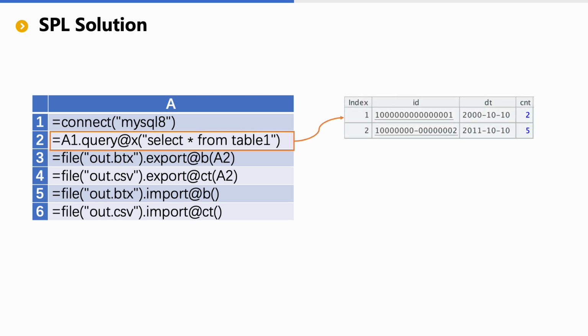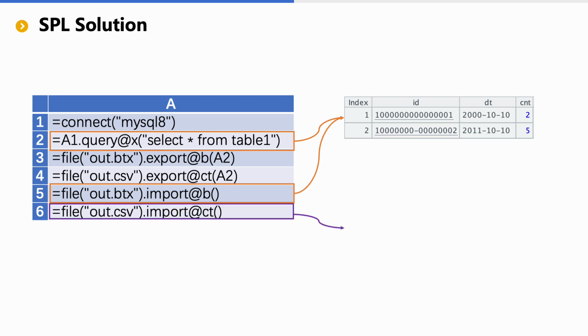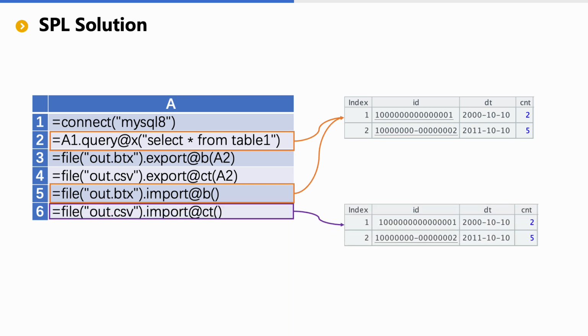A2 reads data from Table 1 in the database. A5 reads the data from the bin file, which is of the same type as the source table. The CSV data read by A6, due to the lack of quotation marks, resulted in the first value of the ID field losing its data type.